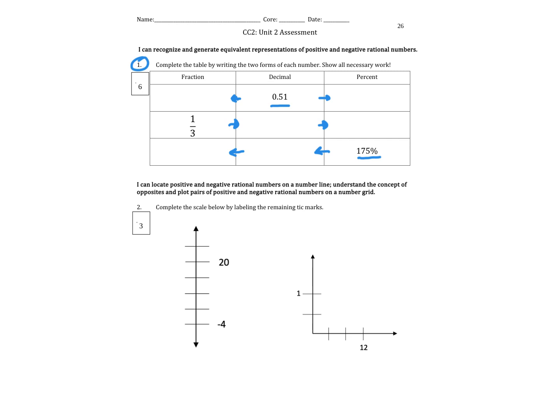Question number 2 is our scales. For the very first one, the hint I want to give you is you are going from 20 to 0 and then from 0 to -4. So please remember what that means when you're doing your subtraction.